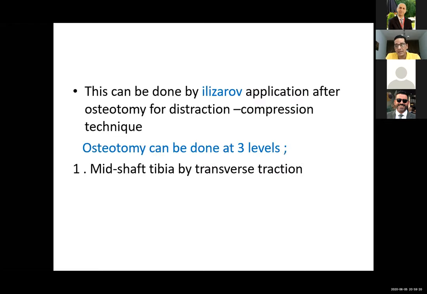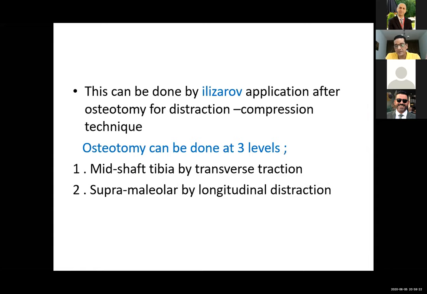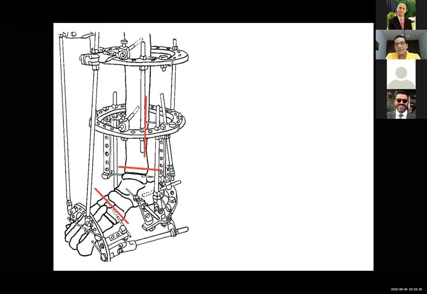Osteotomy can be done at 3 levels: mid-shaft tibia by transverse distraction, supramalleolar by longitudinal distraction, and through the metatarsal bone. This is the photo. If the ulcer is here, I will do osteotomy here and distract by these two rings. If the ulcer is here, I put the osteotomy here and distract. So I help create a new angiogenesis and a new bone. If here, okay, I will do distraction here.